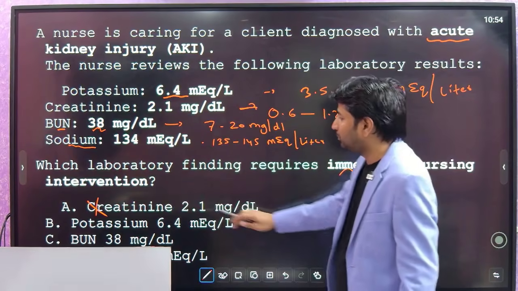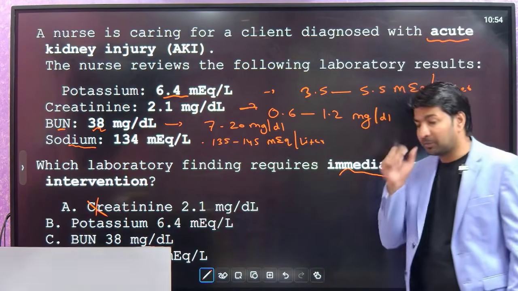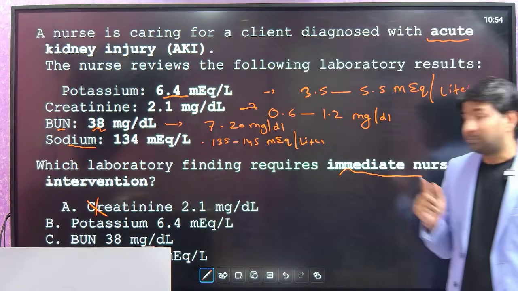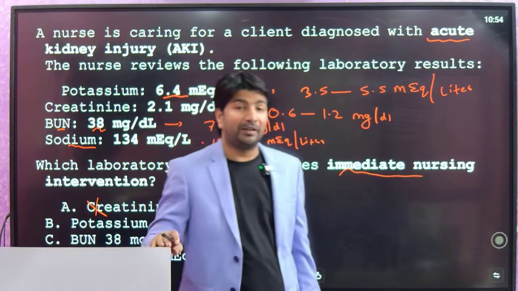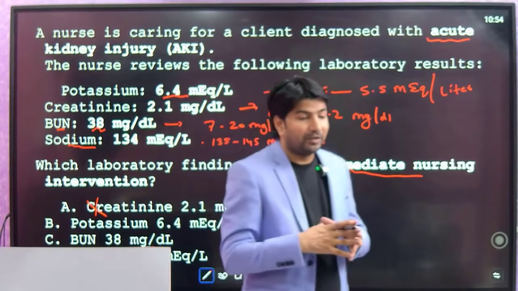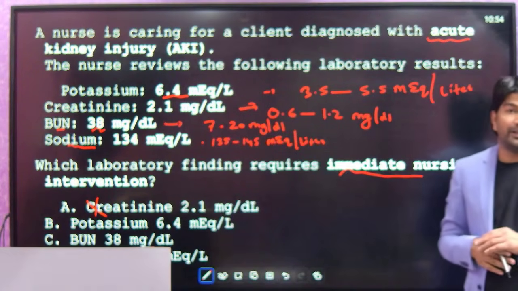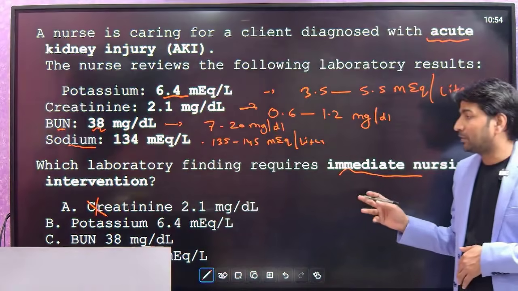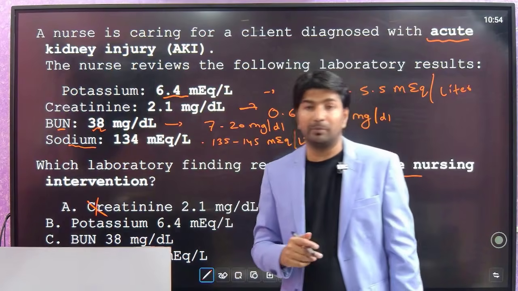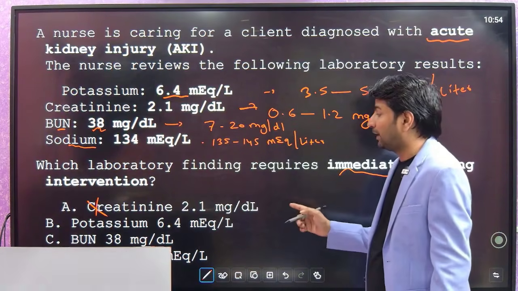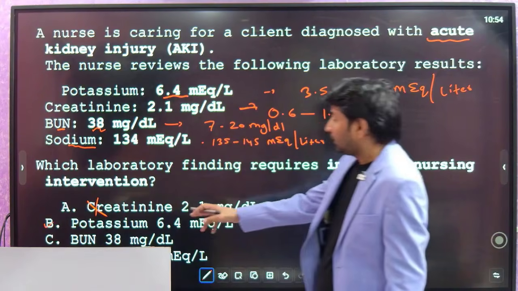Option B is potassium, 6.4 milliequivalents per liter. The potassium is high. We must remember that whenever potassium rises, it's called hyperkalemia. And if hyperkalemia occurs, there will be a change in the patient's heart rhythm, which we call cardiac dysrhythmia. So if the potassium level is high, the patient will have cardiac dysrhythmia, which can eventually lead to cardiac arrest. Therefore, we need to address this lab value first.